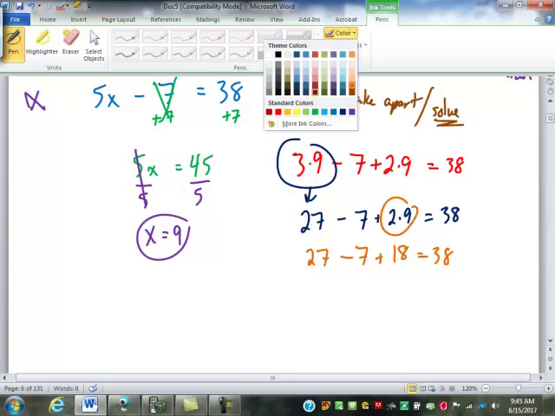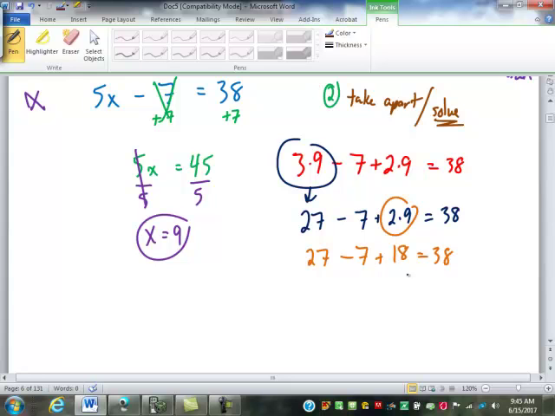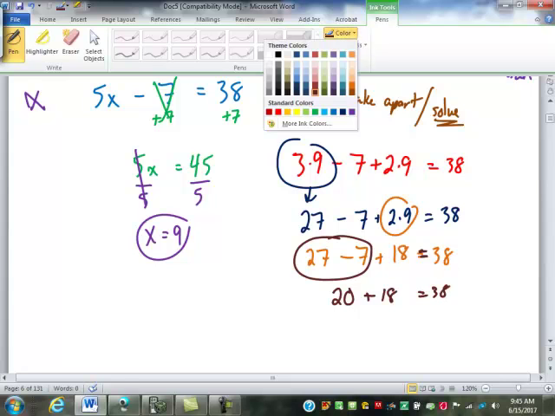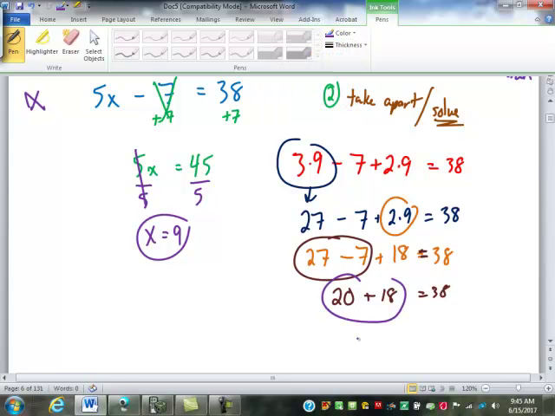So, what's our next step then? Oh, subtract. Yep. Subtract the 27 from the 7, or the 7 from the 27? Yep, and that is it. We have to do the 7. 27 minus 7 is 20. And then we can add the 18. 20 plus 18 is 38. Which, of course, does equal 38.